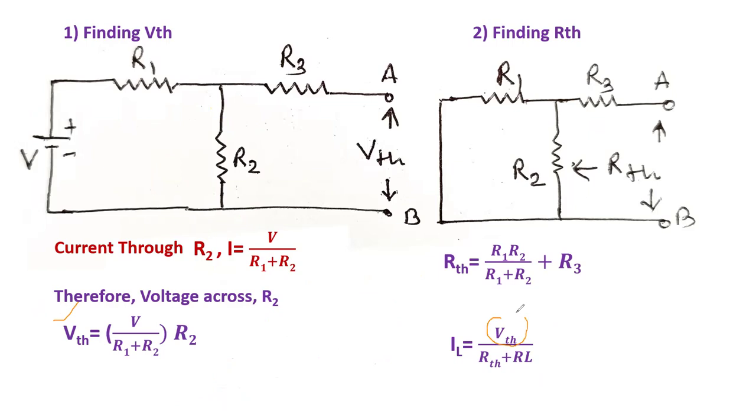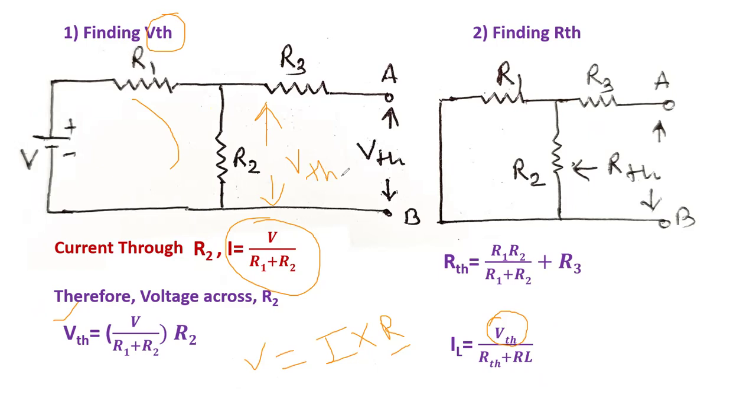So our aim is to find out the VTH. How do we find out the VTH? Now you know, V is equal to I into R. The value of I we found, that is V upon R1 plus R2, then into R. Across what? Across this. We are finding across this. This is the actual VTH we are finding, across this.